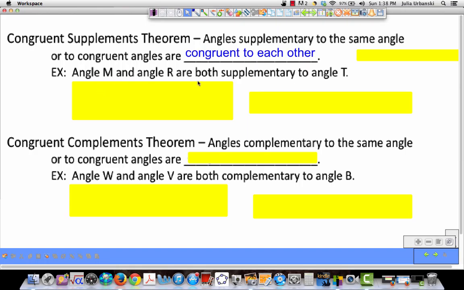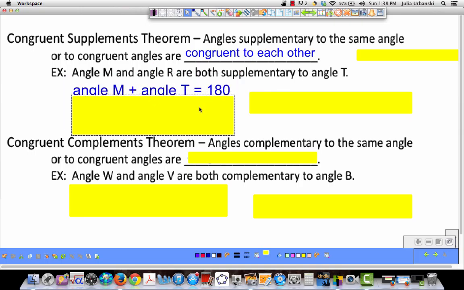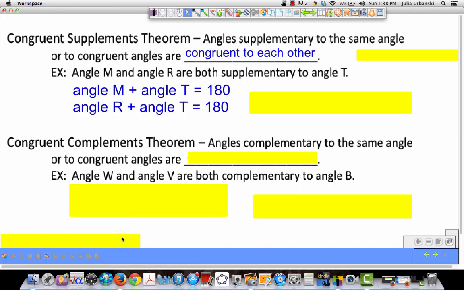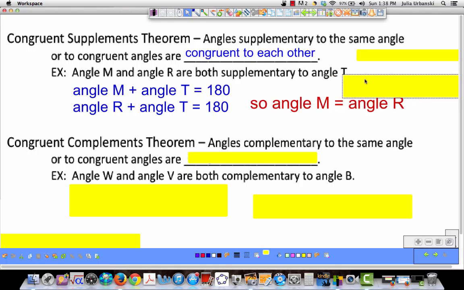M and R are both supplementary to angle T. So that means that M and T are supplementary, they add up to 180, and R and T are supplementary, they add up to 180. Both angles are supplementary to angle T. What does that mean? Take out angle T and what do you have? You have angle M and angle R are equal to each other. Whatever the degrees come out to be for angle T, M and R will both be 180 minus T. Pause if you need to write that down and then come back.